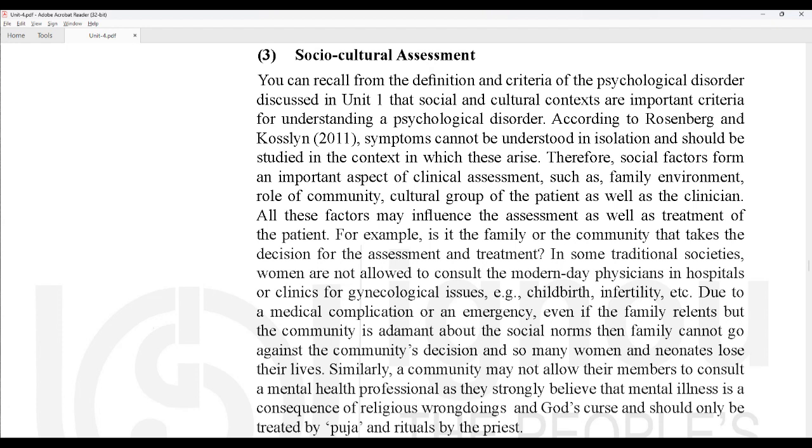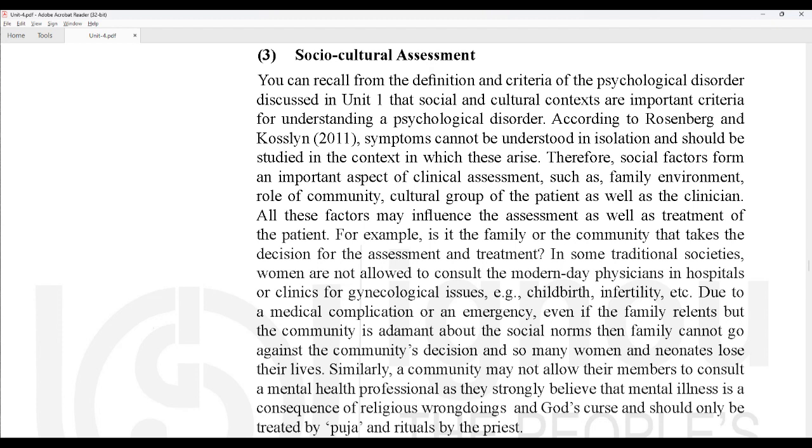For example, is it the family or the community that takes the decision for the assessment and treatment? In some traditional societies, women are not allowed to consult modern-day physicians in hospitals or clinics for gynecological issues, for example, childbirth, infertility, etc. Due to a medical complication or an emergency, even if the family relents but the community is adamant about the social norms, then the family cannot go against the community's decision and so many women and neonates lose their lives.